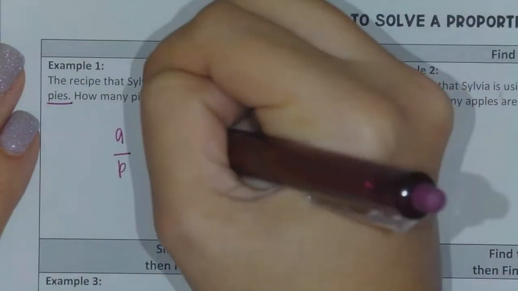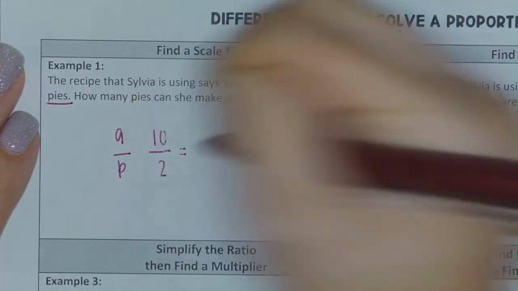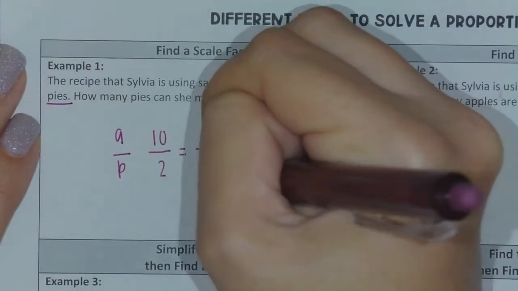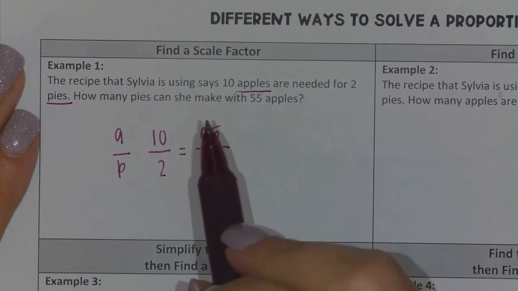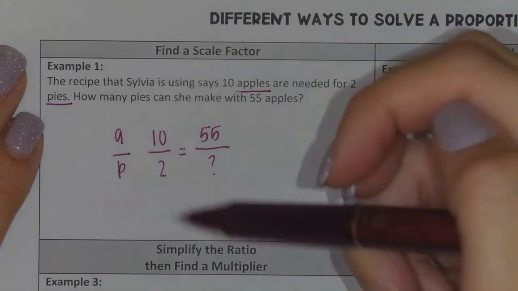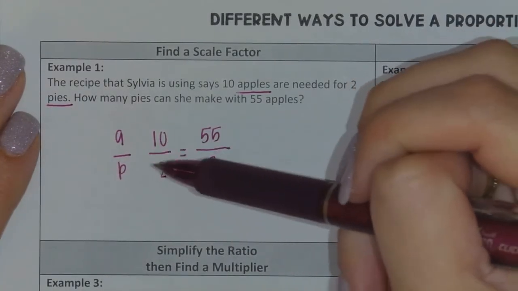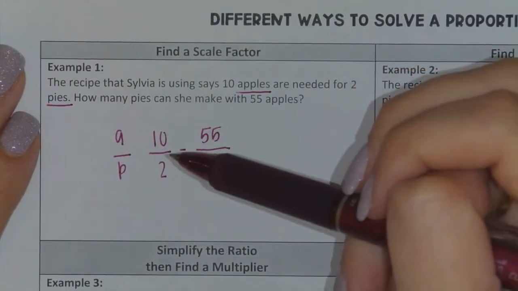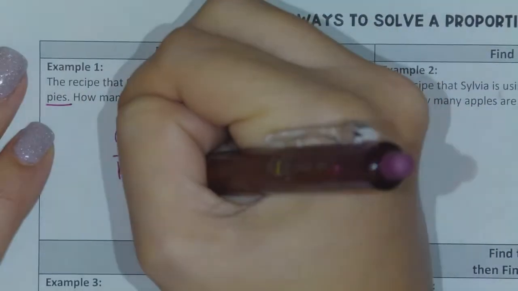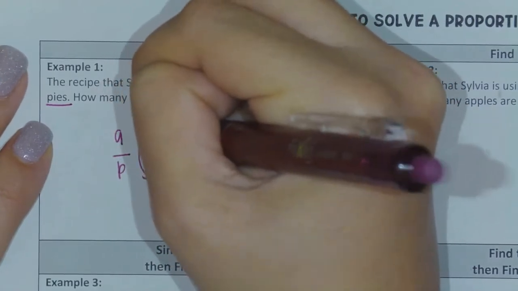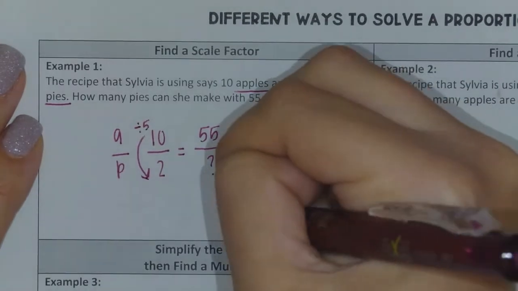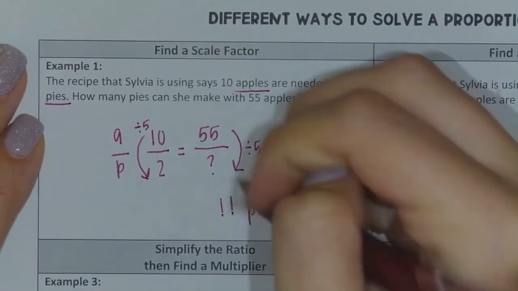My first ratio is that there are 10 apples for 2 pies. And that's going to be equal to, she has 55 apples, but I don't know how many pies. That's what I'm looking for. So now that I've got my proportion set up, I'm looking for my scale factor. And remember, there are 2 places that I can find a scale factor. I can look within a ratio, or I can look between 2 ratios. Now, the one that jumps out to my eye first is I see that I can do 10 to 2, and my scale factor there would be divided by 5. What I do to one side, I have to do to the other side. So 55 divided by 5 would give me 11 pies.